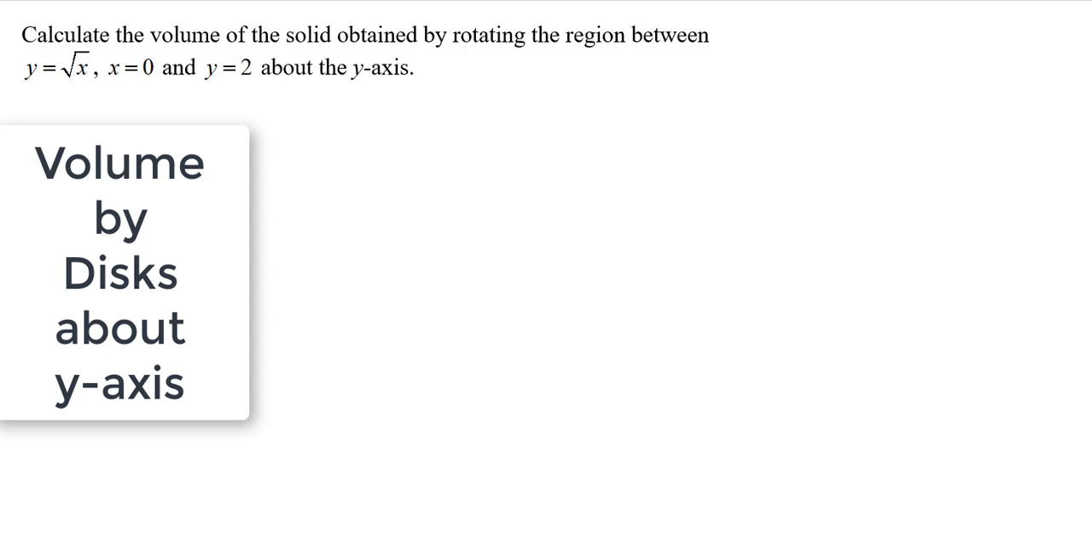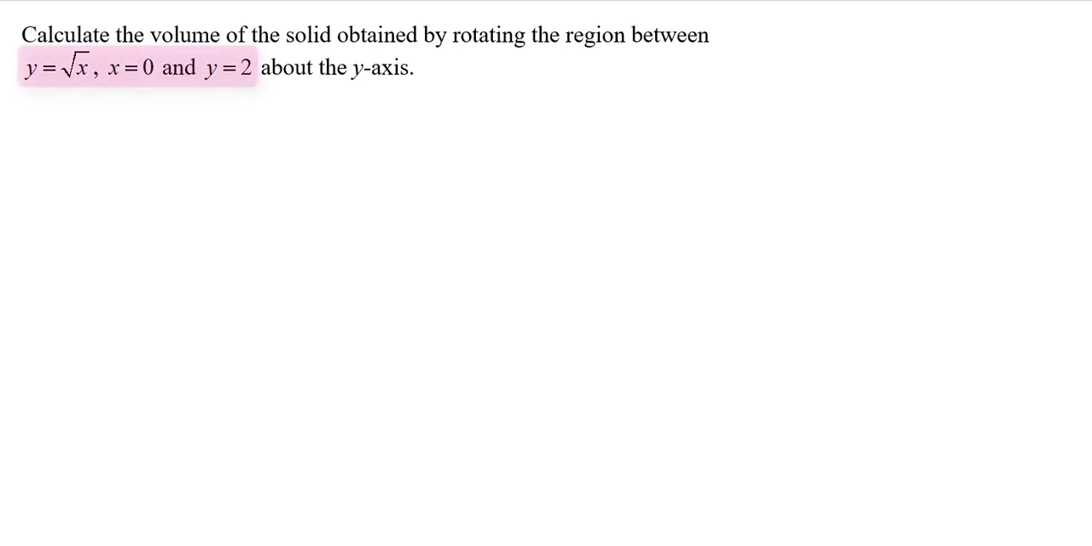This problem describes a solid of revolution created by rotating the given region about the y-axis, and we are asked to find the volume of this solid. We begin with a sketch of this region in 2D. For this, we need a y-axis and an x-axis.